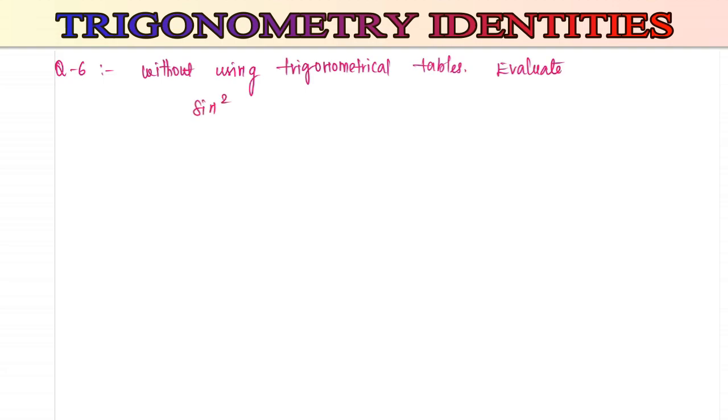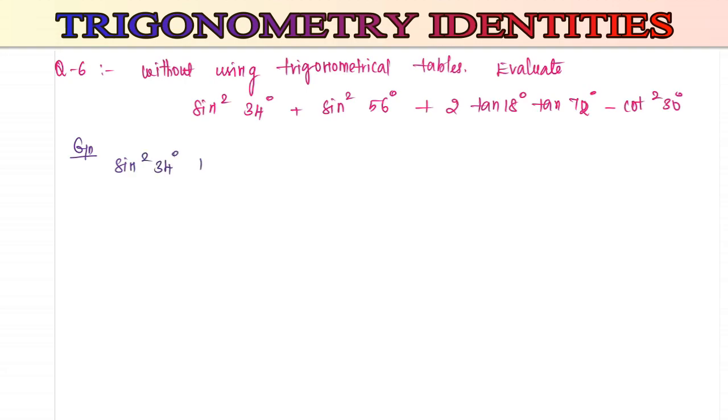sin square 34 degree plus sin square 56 degree plus 2 tan 18 degree tan 72 degree minus cot square 30 degree. We have to find the value of this. Solution given: sin square 34 degree plus sin square 56 degree plus 2 into tan 18 degree tan 72 degree minus cot square 30 degree.